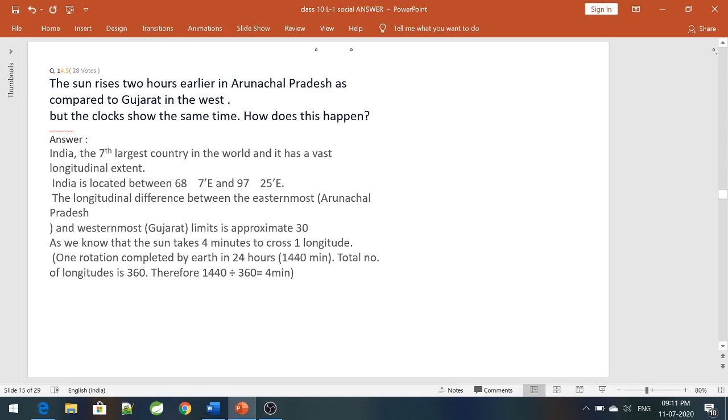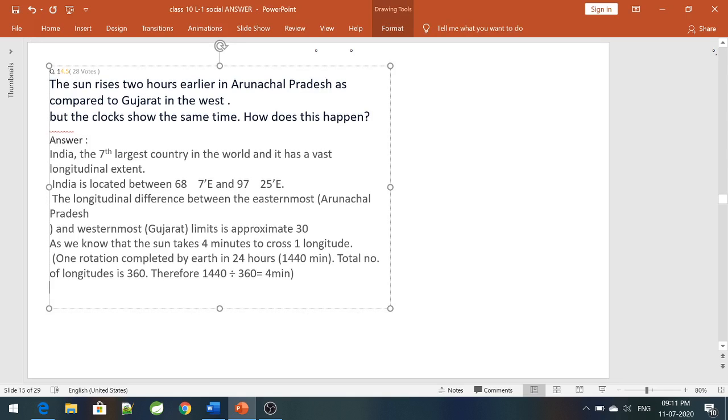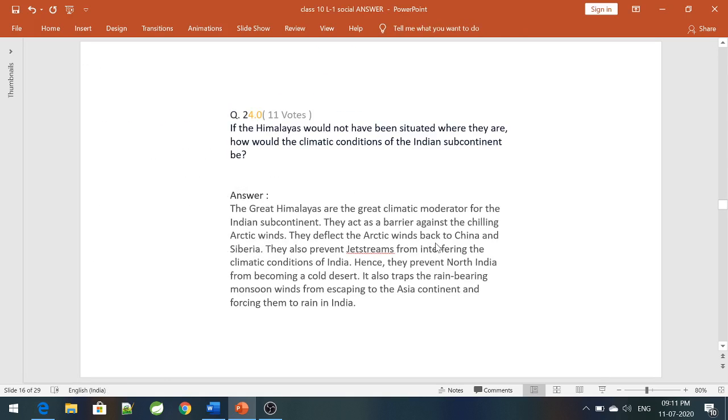The longitude difference is approximately 30 degrees. As we know, the sun takes 4 minutes to cross one longitude. One rotation is completed by Earth in 24 hours, that is 1440 minutes. Total number of longitudes is 360. Therefore, 1440 divided by 360 is equal to 4 minutes. So in that way it is calculated.